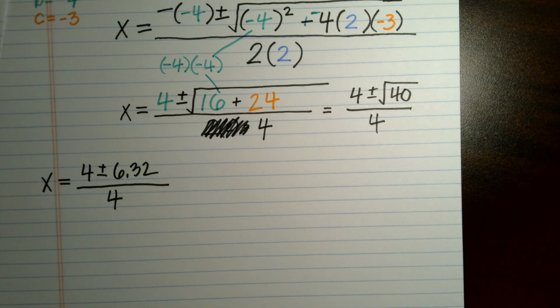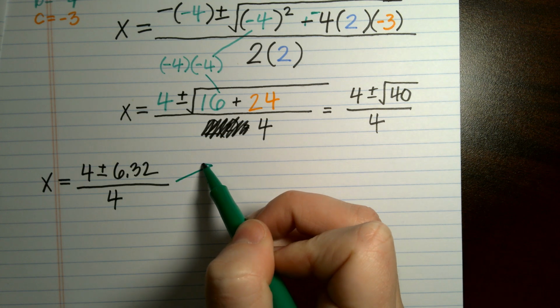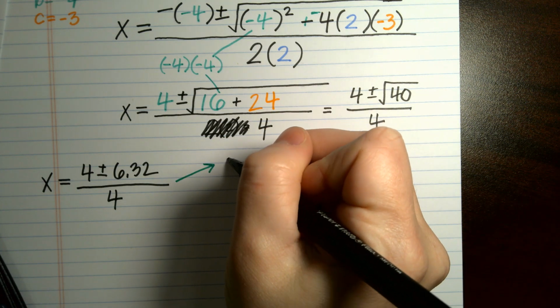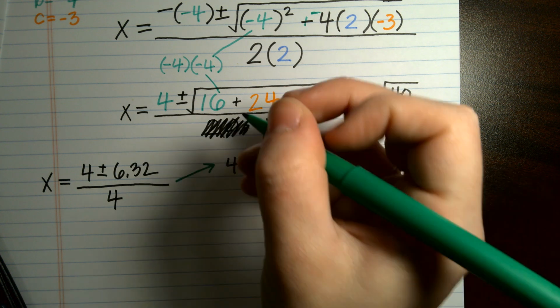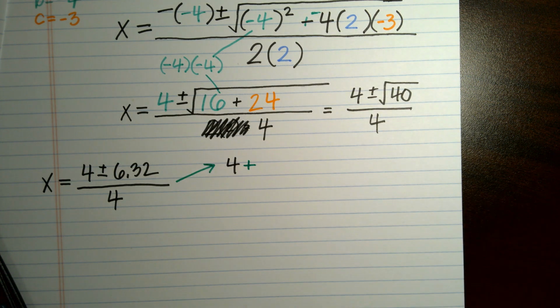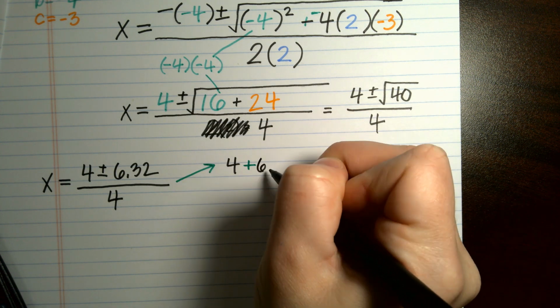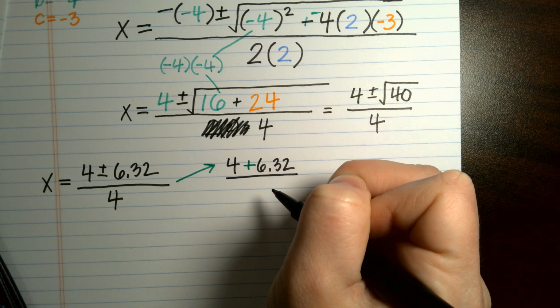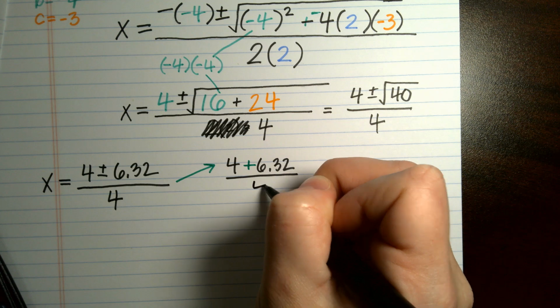So let's start with the plus. I'm going to draw an arrow out here. And now I have 4 plus 6.32. Okay, if I put 6.3, right? That's fine. Divided by 4.